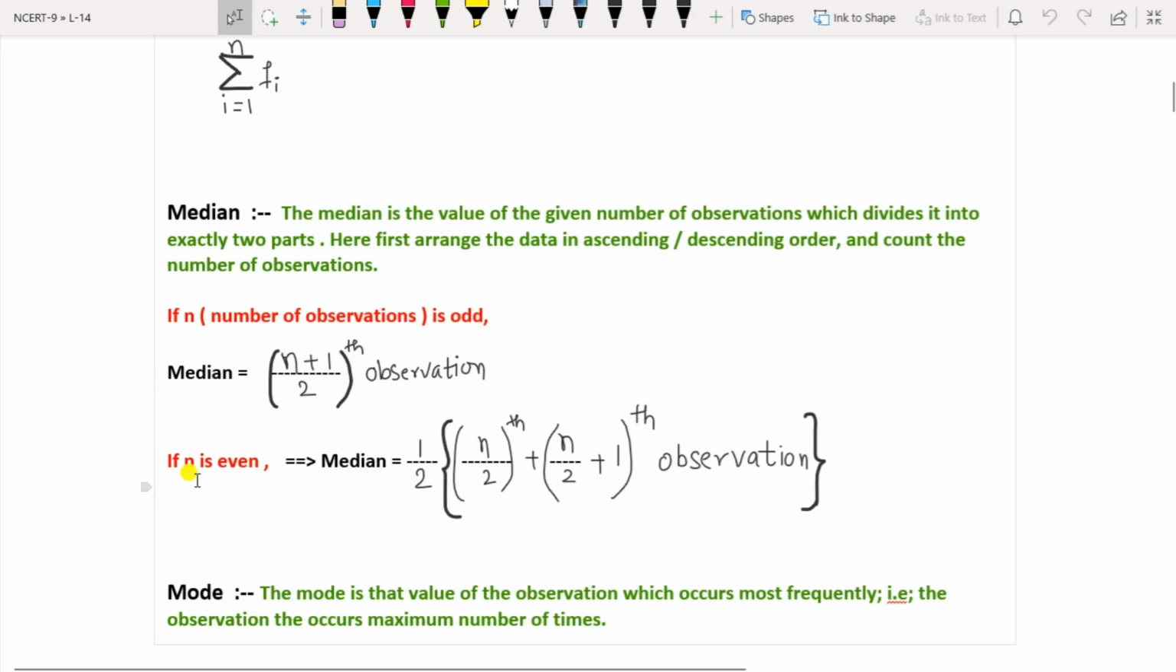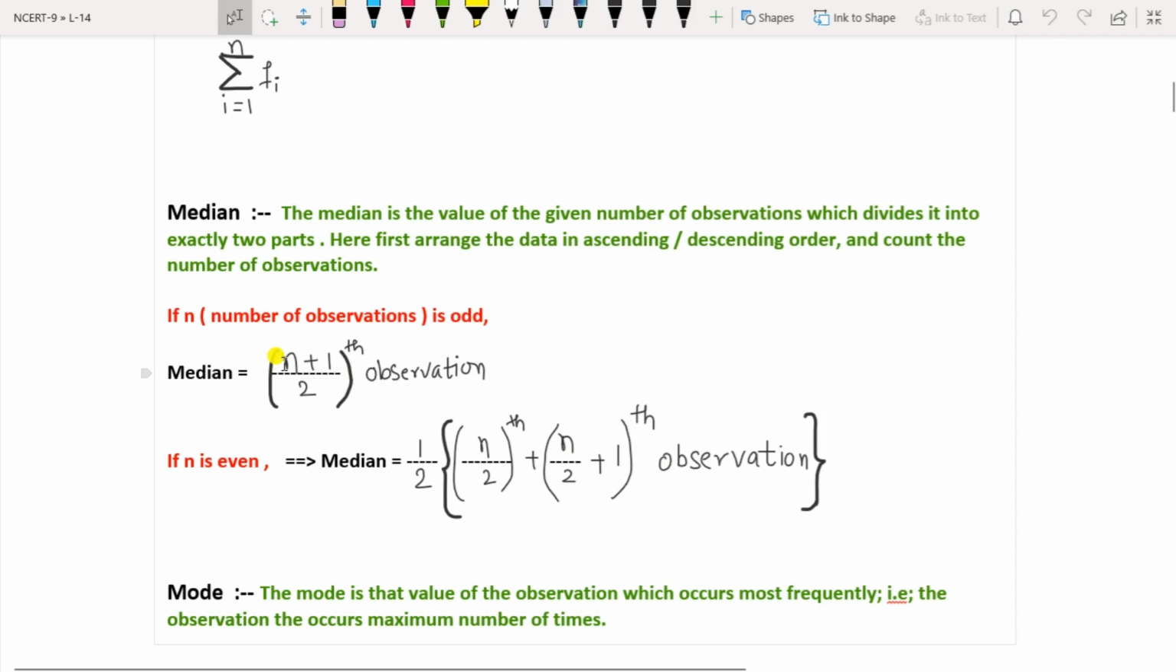And if the number of observations comes out to be even, then median equals 1 by 2 bracket n by 2th observation plus (n by 2 plus 1)th observation. Here 2 is only divided into n, not into 1 as in this case. So these are the two different formulas to find the median for odd and for even.